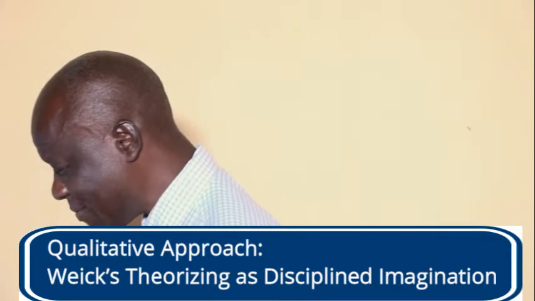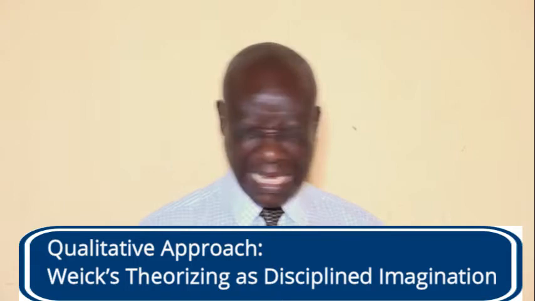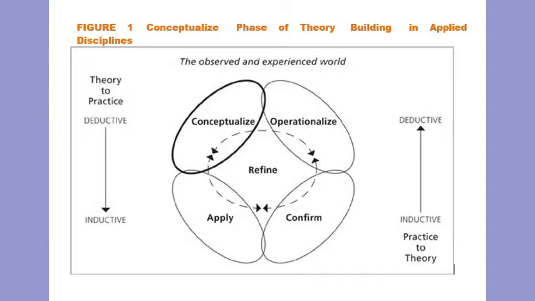And as a result, his approach is not linear, as I've already mentioned, especially with the diagram that I showed you, which was figure one. And actually, we can put that figure back so that you understand what we are talking about. We said you start with conceptualize, you go to operationalize, as you can see on the diagram here, confirm, apply, and then refine. And this is a cyclical process, ladies and gentlemen. So this allows theorists room to let the imagination influence the theory building process. And as a result, his approach is not linear.